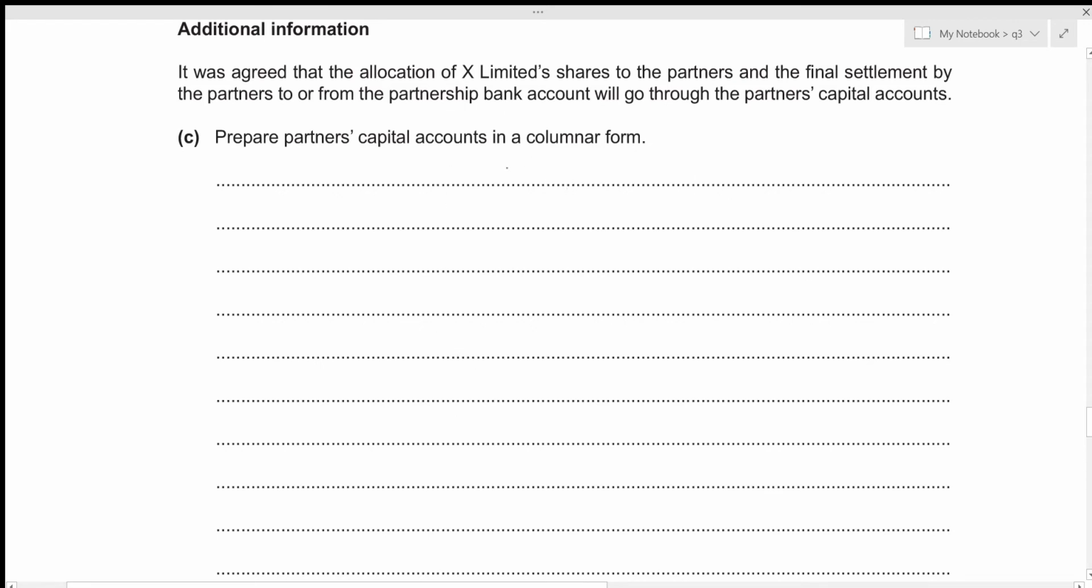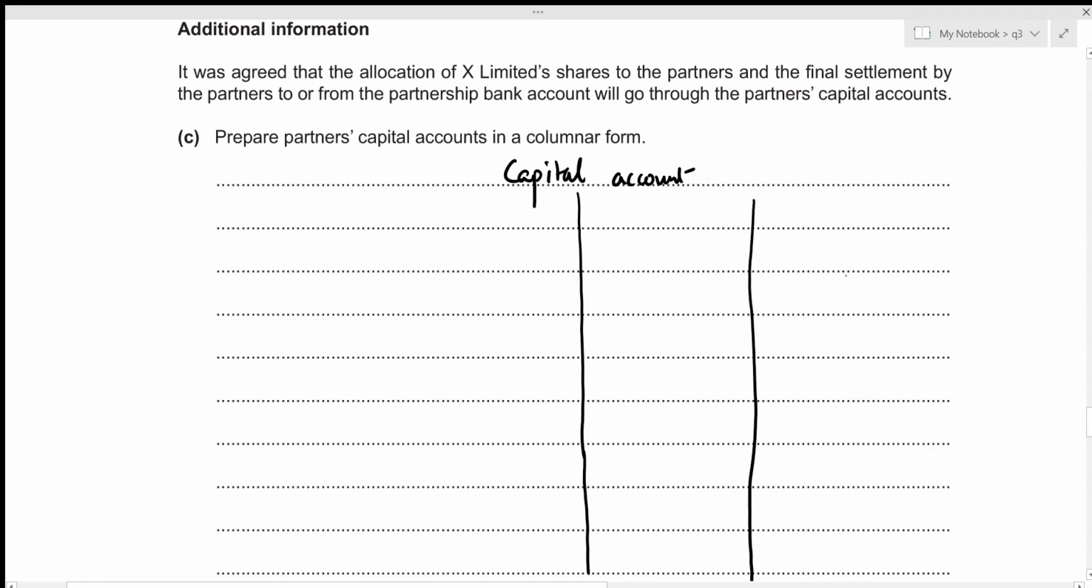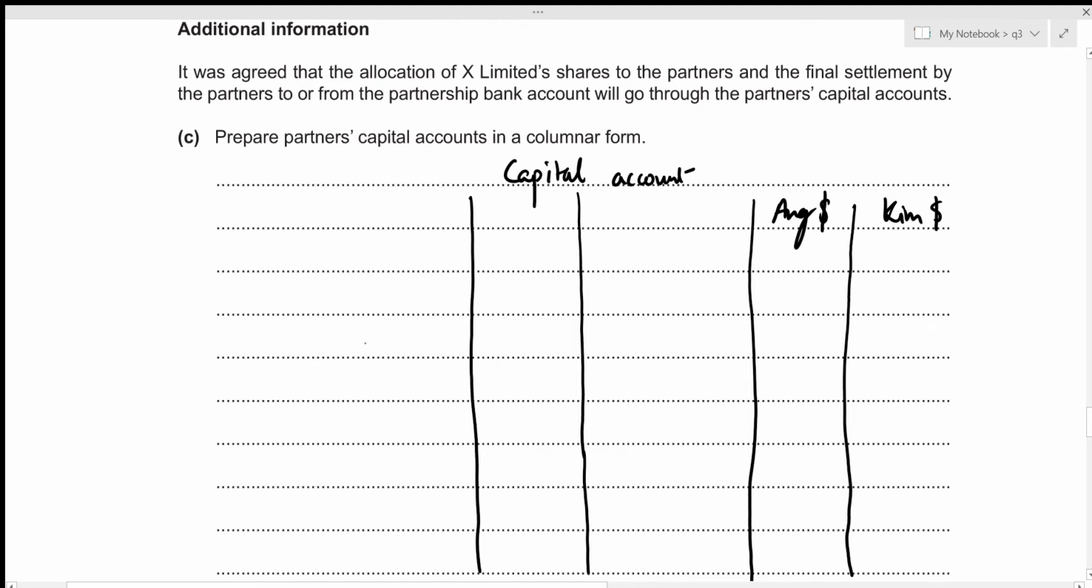Okay, so we're talking about a capital account. And this has a debit as well as the credit side. And we need to prepare both sides for both of our partners. Okay, so this is the credit side. The first one is for Ang and the second one is for Kim. Now this is the debit side. Okay, again the first one is for Ang and the second one is for Kim.